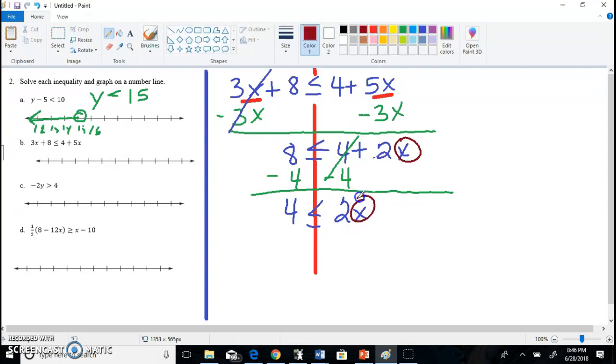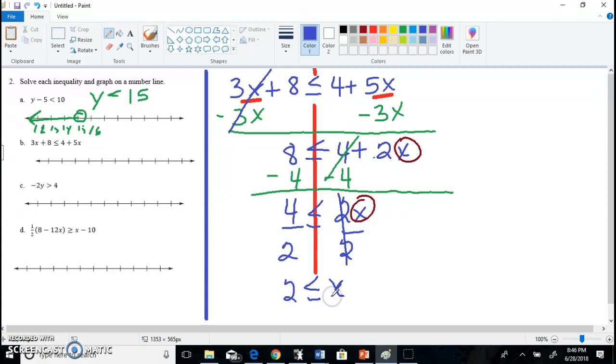Now we still want x by itself. So hopefully you'll remember what you do when you've got multiplication. You do the opposite, which is division. So I end up with 4 divided by 2 is 2, is less than or equal to 2 divided by 2 is 1, 1 times x is x.